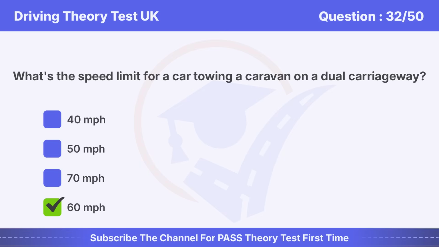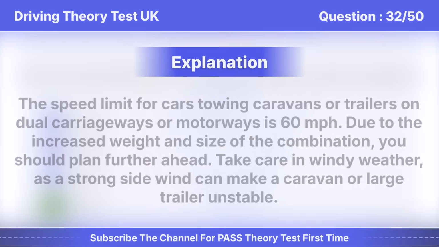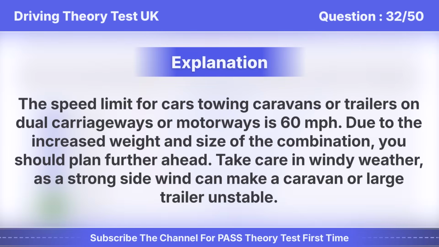Answer is D. 60 miles per hour. The speed limit for cars towing caravans or trailers on dual carriageways or motorways is 60 miles per hour. Due to the increased weight and size of the combination, you should plan further ahead. Take care in windy weather, as a strong side wind can make a caravan or large trailer unstable.